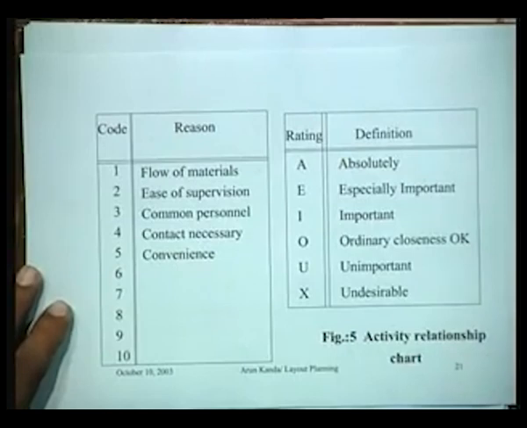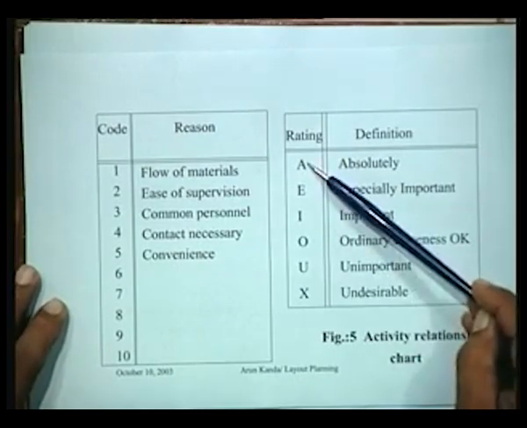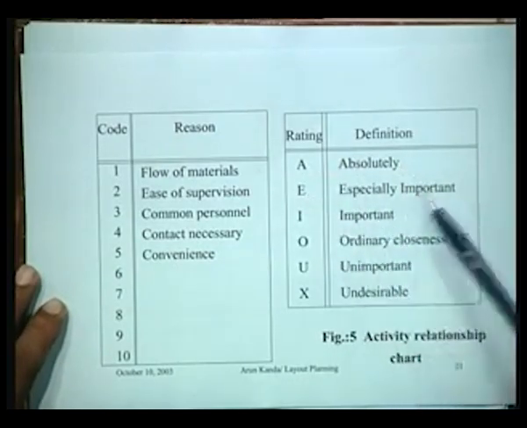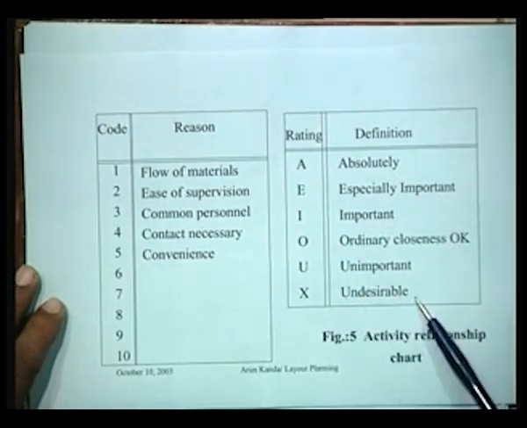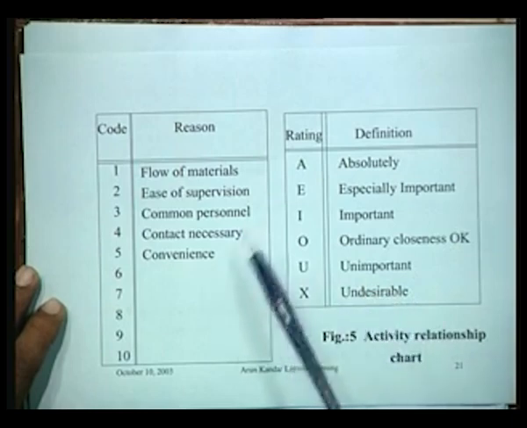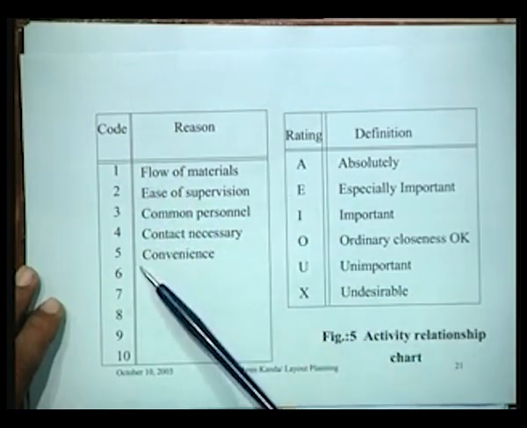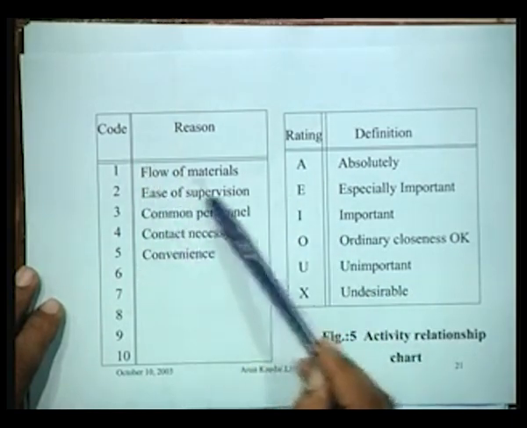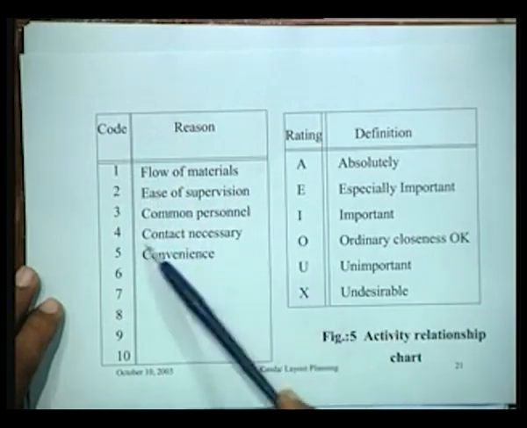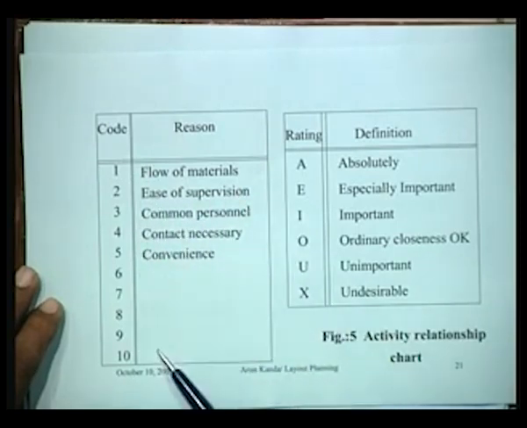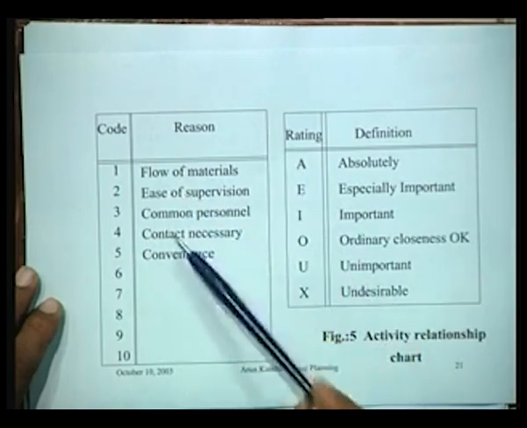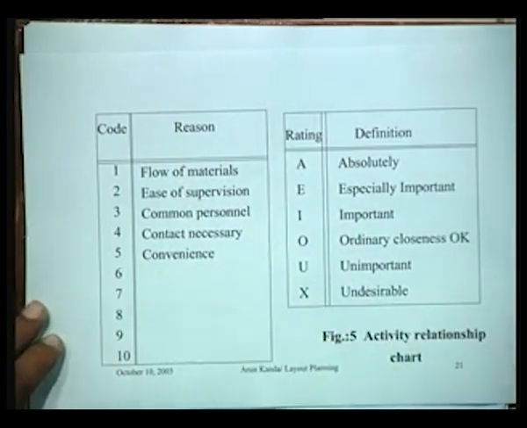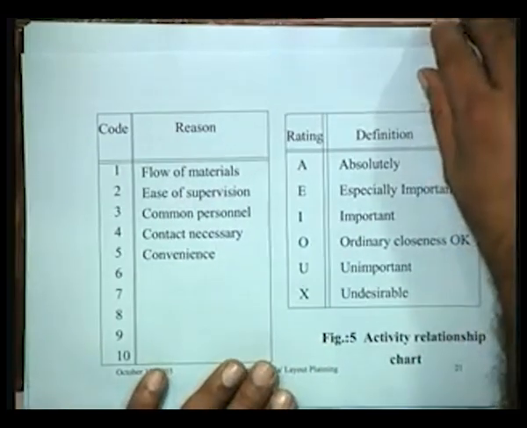Basically, the question that you are asking, when we are talking about these ratings, is absolutely essential, especially important, important, ordinary closeness okay, U unimportant and X is undesirable. And when you are giving any rating, it could be for various reasons for which you could give a code, like flow of materials, ease of supervision, common personnel, contact necessary, convenience or something else. So when you give a rating, you might see whether it is for this reason or that reason or whatever. That's the idea. On the basis of this information, we can develop what is called an activity relationship chart.